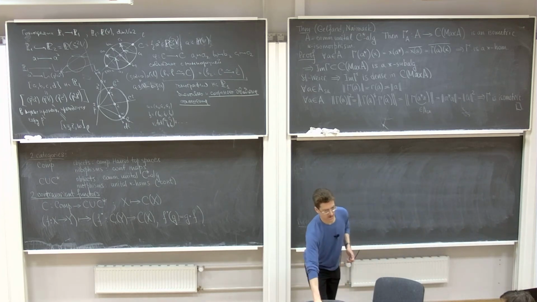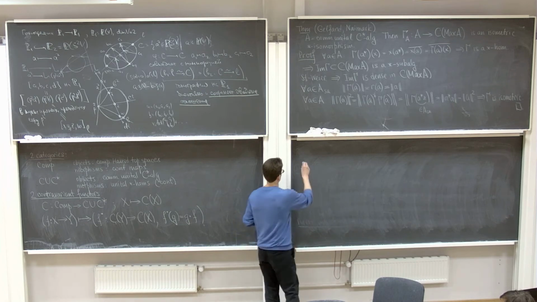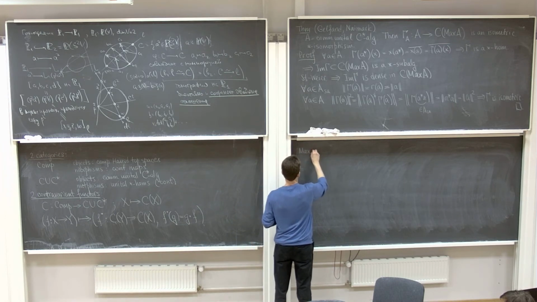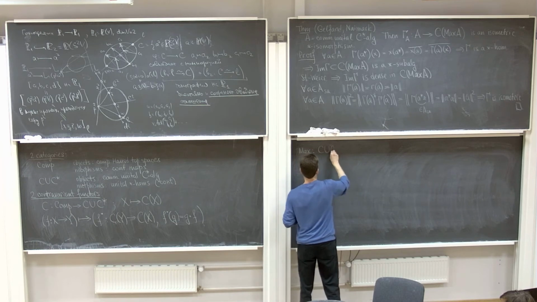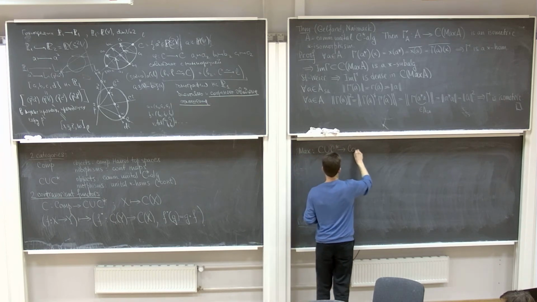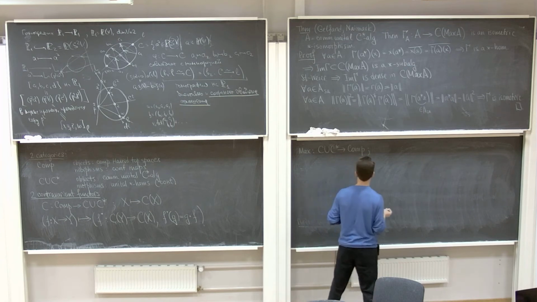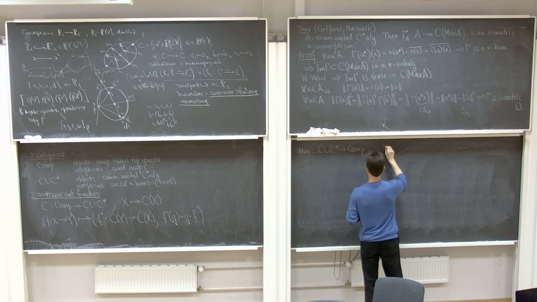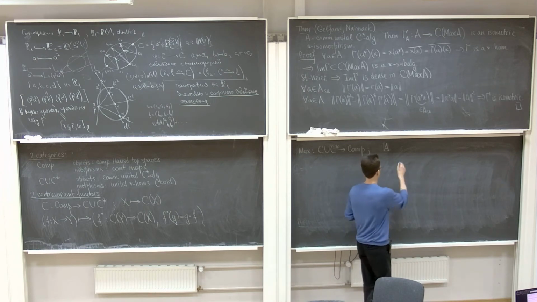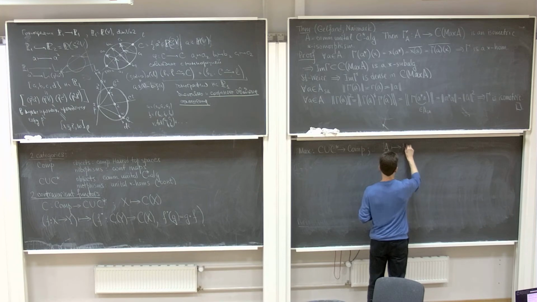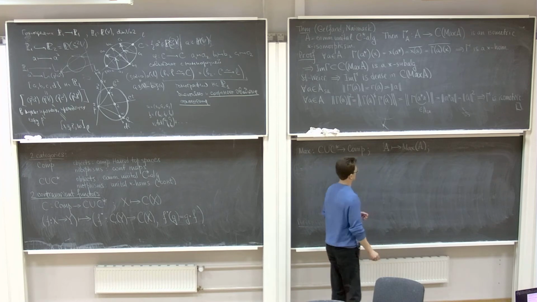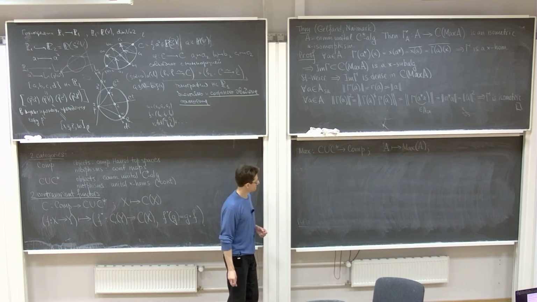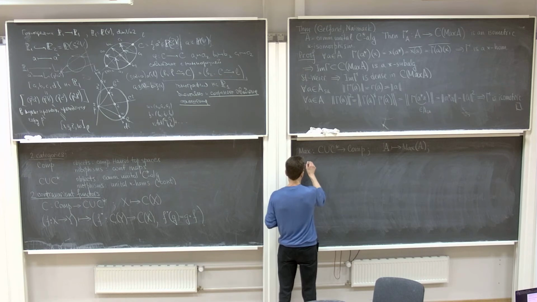So this is our first functor. And the second functor acts in the opposite direction. It will be denoted by max. It acts from CUC-star to the category of compact spaces as follows. It takes each commutative unital C-star algebra to its maximal spectrum, which is a compact Hausdorff space. So this is the action on objects. And now the action on morphisms looks as follows.